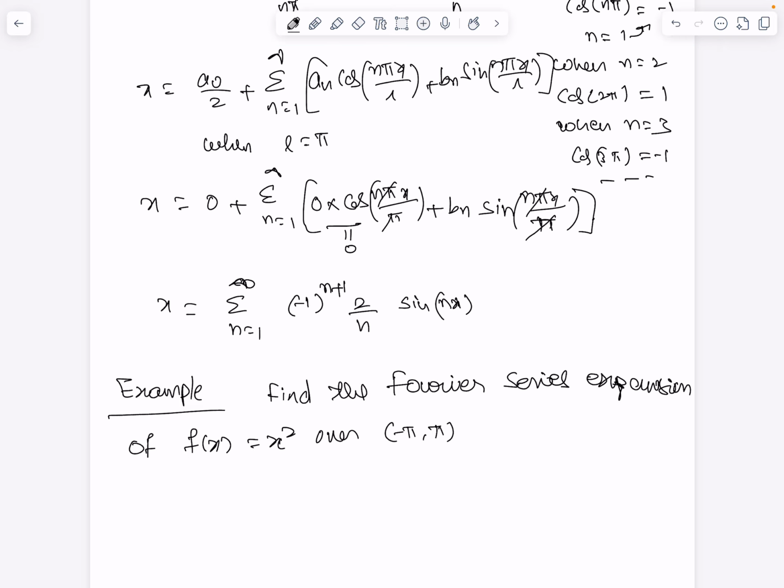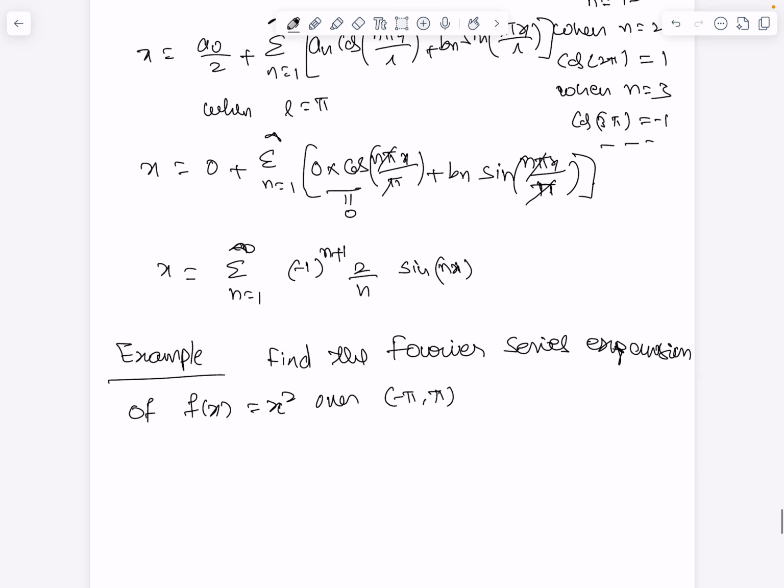Now find the Fourier series expansion of f of x equal to x square over the interval minus pi to pi. So, since the interval is minus pi to pi, that is symmetric about the origin.